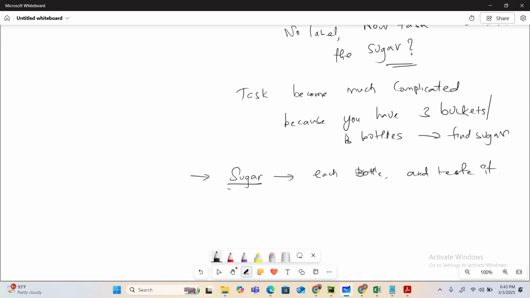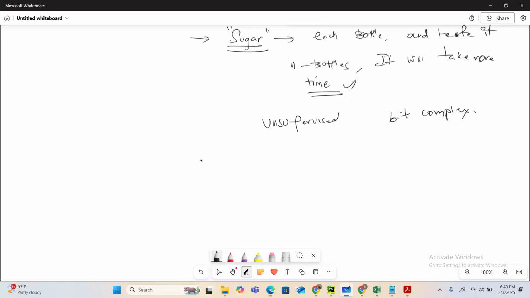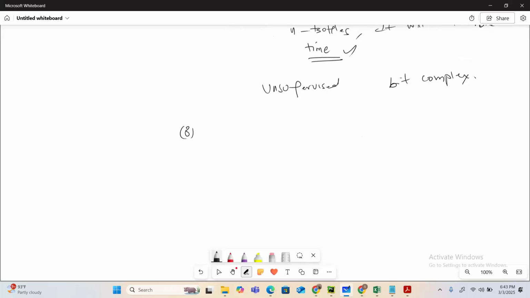If it is having n bottles, it will take more time, right? It will take more time or less time? More time, sir. So that is why unsupervised learning is a bit complex compared to supervised.